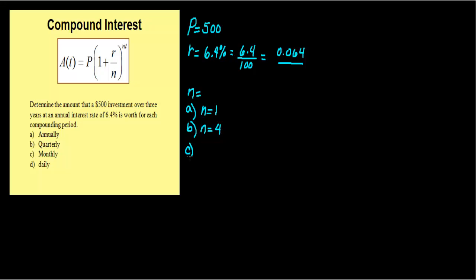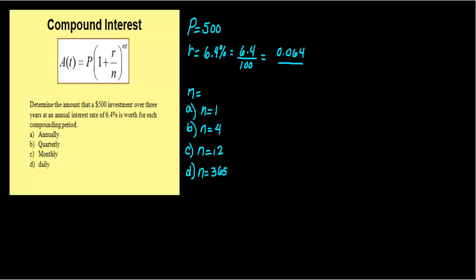For letter C, I will compound monthly. That means I will compound interest 12 times a year because there are 12 months in a year, so N is 12. And for letter D, it says compounding daily. So we're going to think about a normal year, which has 365 days. That means I'm going to compound 365 times a year. So for letter D, N will be 365. Okay? So now let's work with letter A.